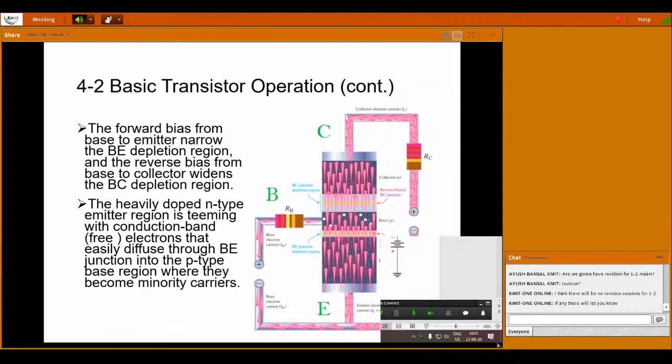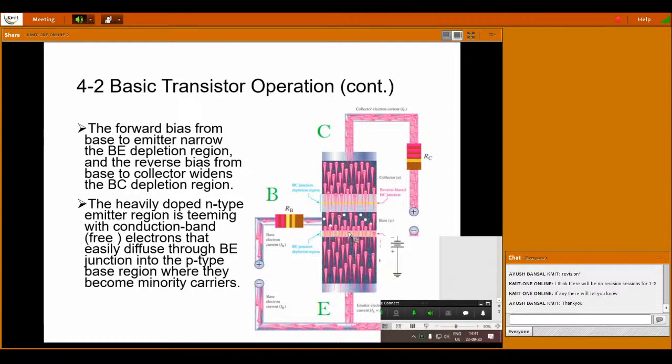Now let me explain the operation of the transistor. I took the NPN transistor, so it's a common emitter configuration. We applied the proper biasing. Now after the cut-in voltage is applied at the base to emitter junction, the majority carriers, which are electrons in the n-type emitter, travel or diffuse towards the base.